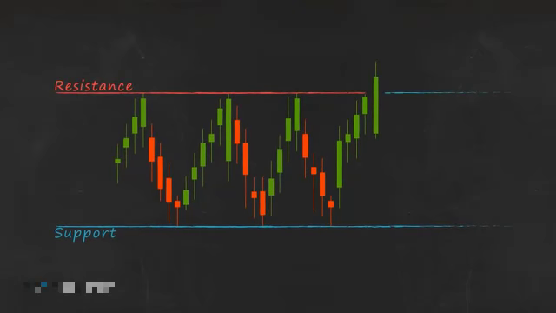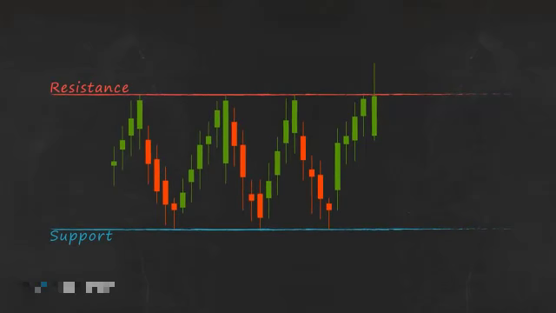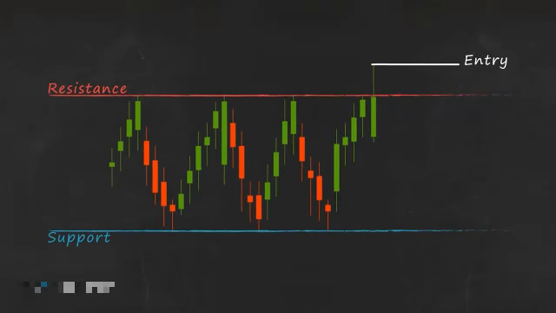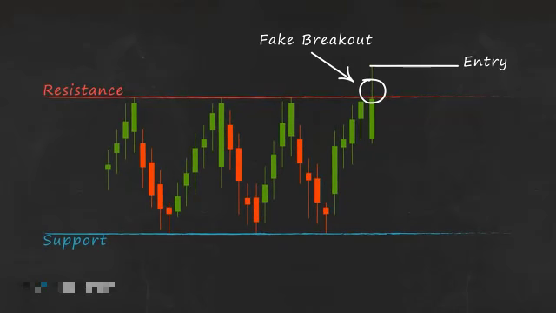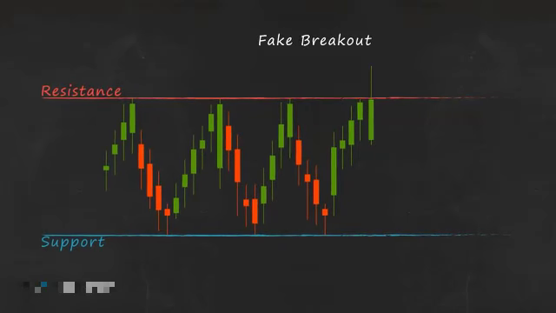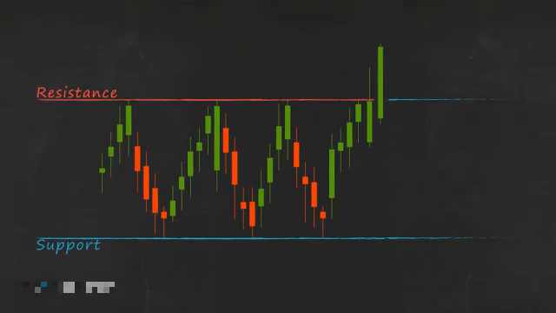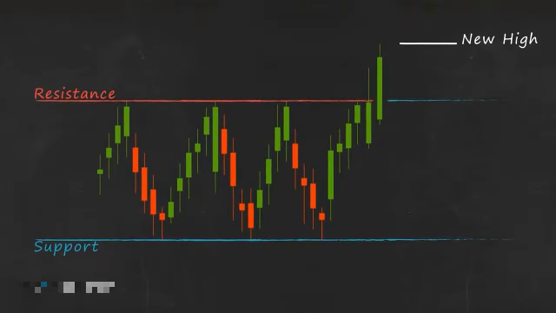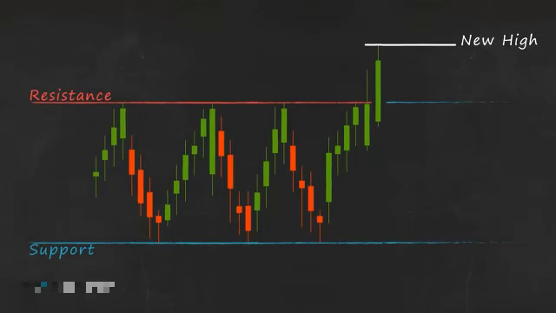Instead, it returns back into the trading range and does not continue its movement upwards. So if you had placed your entry here, you would in fact have been caught in a fake breakout. In order to decrease your chance of trading a fake breakout, we suggest you wait to see if the price will continue to move in the intended direction. For instance, it's good to wait for a new high before going long.